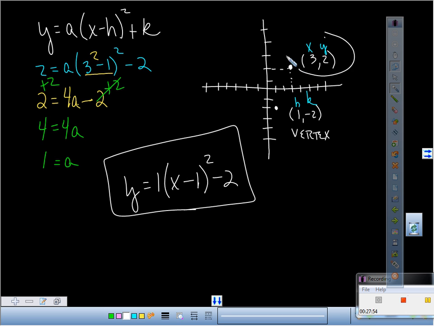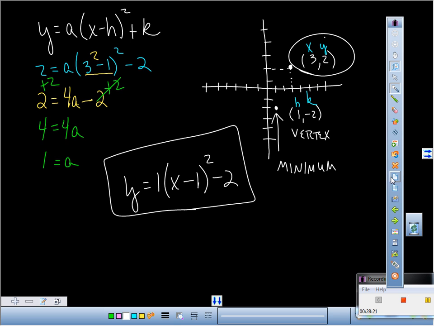Is this point on my T-chart? And where should this be? Since it opens up, what's that point going to be called? A what? The vertex? A minimum. Okay? It's going to be called a minimum, because it opens up. So this point's going to be on your T-chart, and that point's going to be your minimum. If that checks out, you're good to go. Okay? Here's yours. You ready?